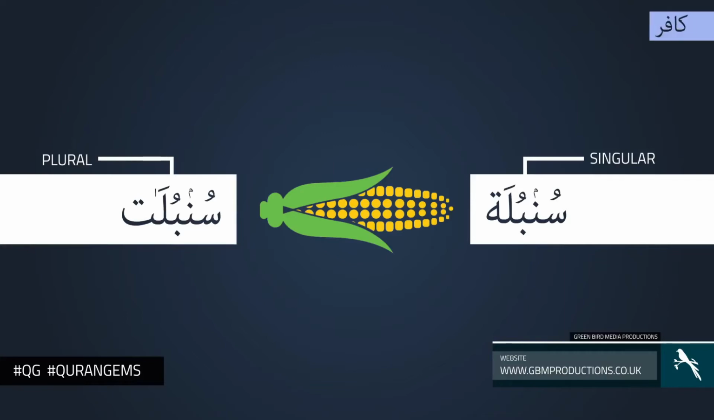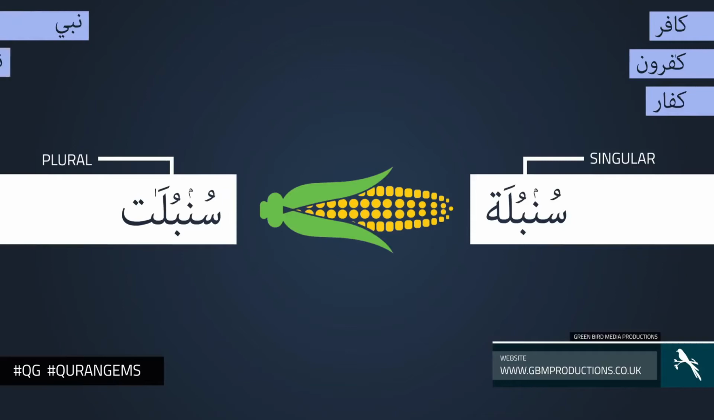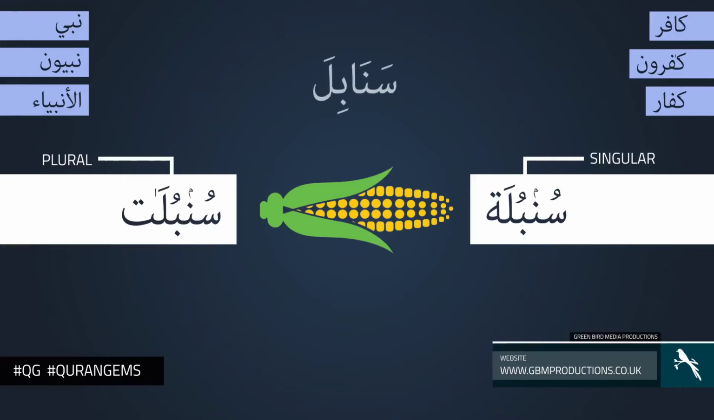Kafir, kafirun, kufar. Nabi, you can say nabiyun. You can say what else? Anbiya. You have multiple plurals. It happens all the time in Arabic. So in the Arabic language, sumbula is singular. What was the plural? Sumbulat. And there's another plural, sanabil.